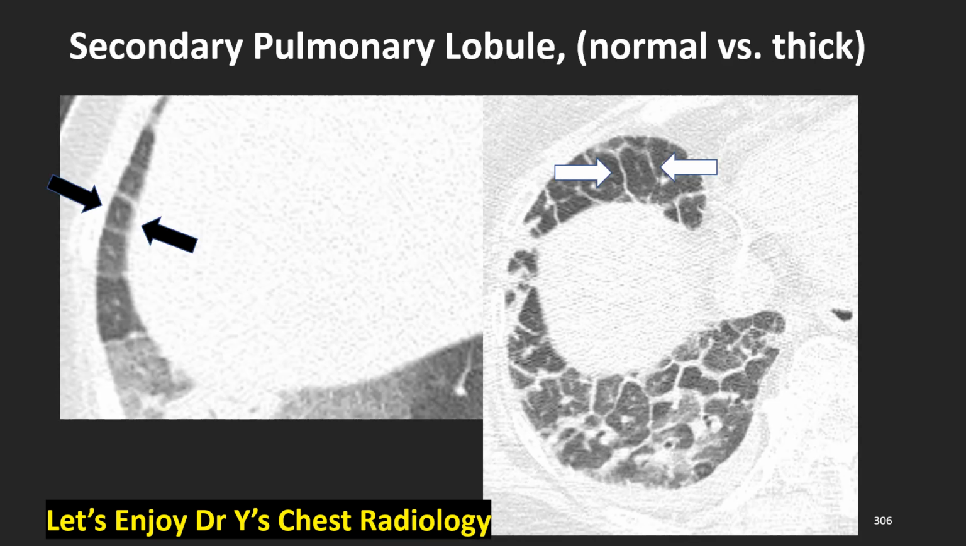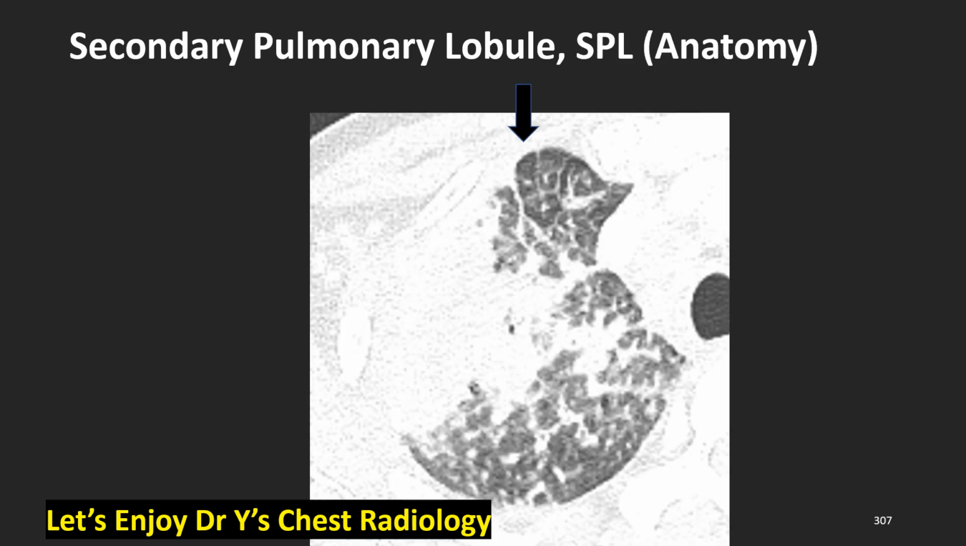Secondary pulmonary lobule. Arrows indicate secondary pulmonary lobule. Right side film shows thickened secondary pulmonary lobular septum in interstitial pulmonary edema patient. Secondary pulmonary lobule anatomy. Arrow indicates secondary pulmonary lobule in a lymphatic carcinomatosis patient.